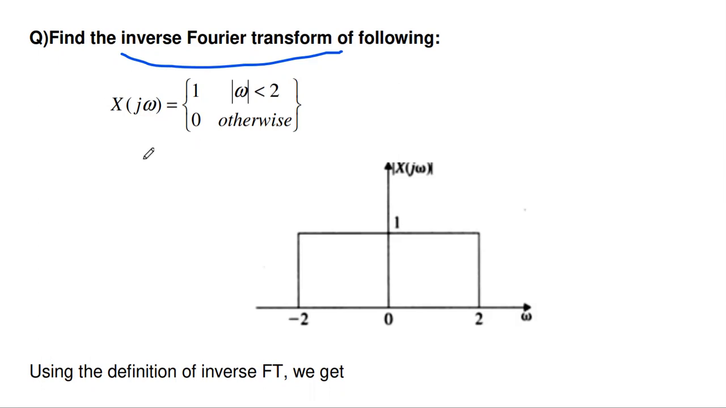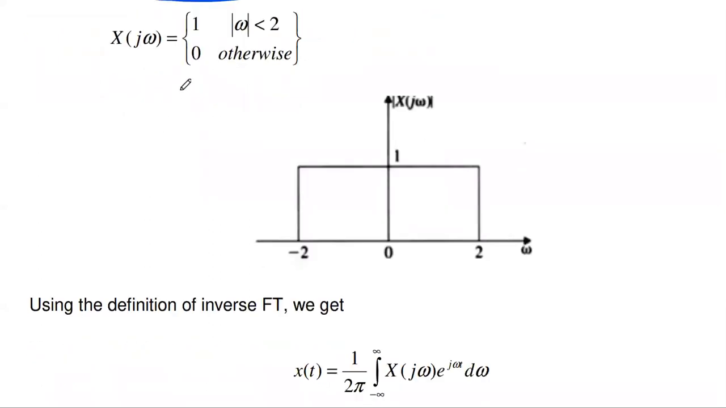Okay. So now we are going to solve two problems in this video. In the next video we will solve one more problem. Okay. So you see the question: find the inverse Fourier transform of the following. X of j omega equal to 1 for the modulus of omega less than 2, 0 otherwise. Okay, this is the given thing.